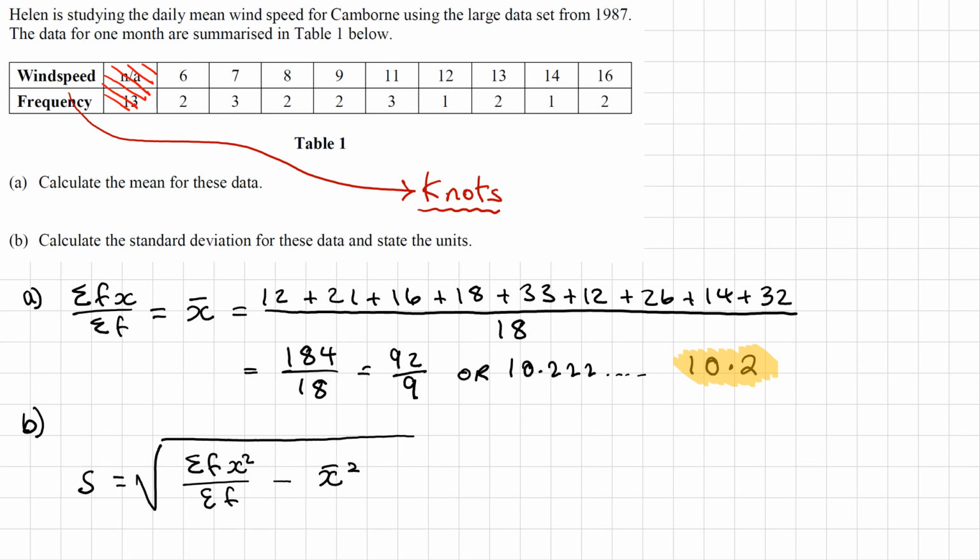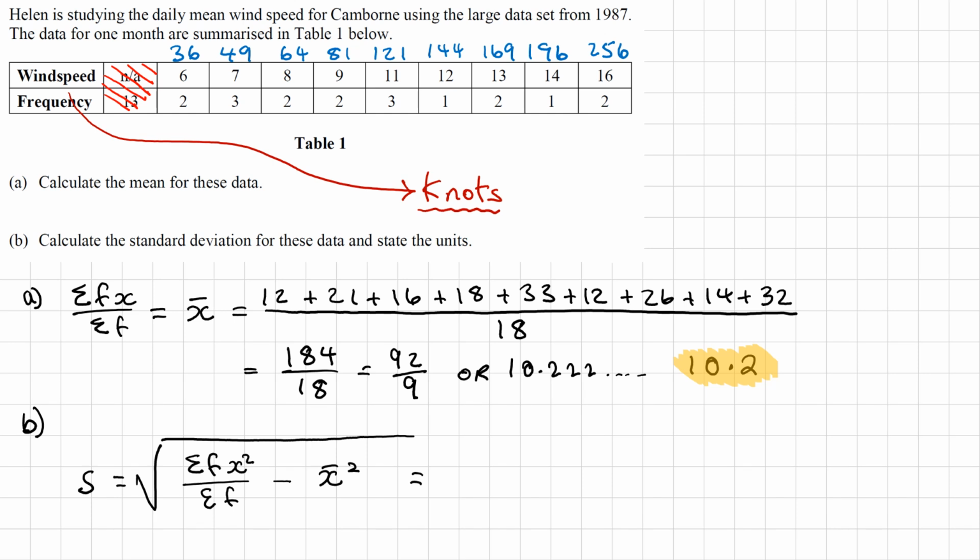So what I'm going to do is just add another row at the top, where I'm going to write down my wind speed squared. That's like my x squared. So 36, 49, 64, 81, 121, 144, 169, 100, and now what's 14 squared? 196, and 16 squared, I think it's 256.